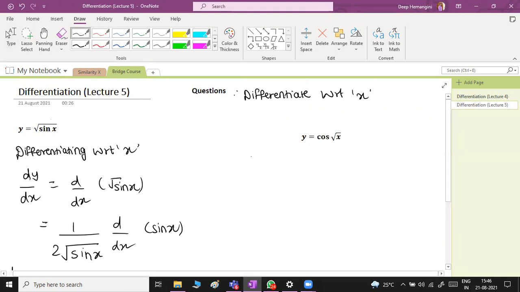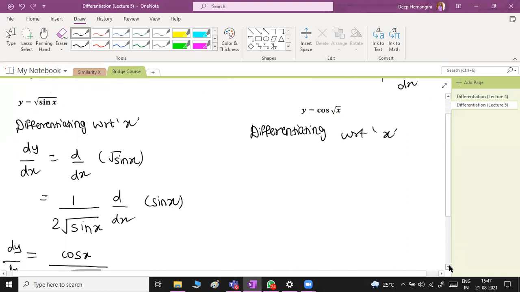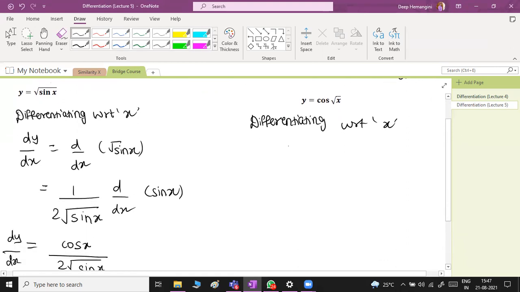What will come here? y is equal to root cos root x. So you are differentiating with respect to x. Okay. They can also ask it like this, find dy by dx. It means one and the same. Okay. So don't get confused. Cos root x is given to me.